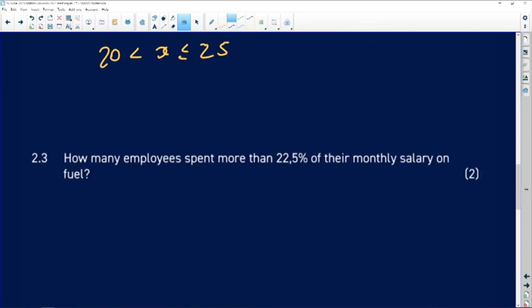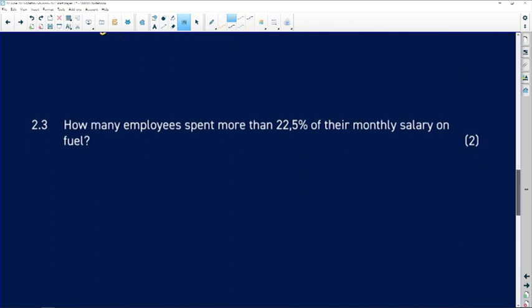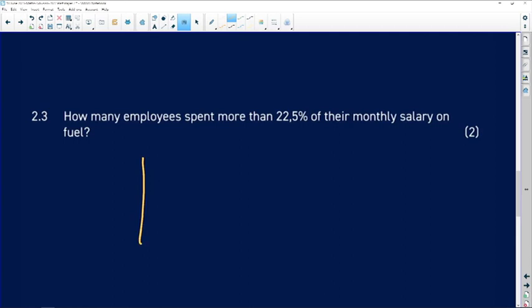It says, how many employees spend more than 22.5% of their monthly salary? How many people spend more than 22.5%? So what we're going to do is go back to our cumulative frequency curve. We're going to look for the percentages because the percentages are on the x-axis. We will try and find who has spent 22.5%.